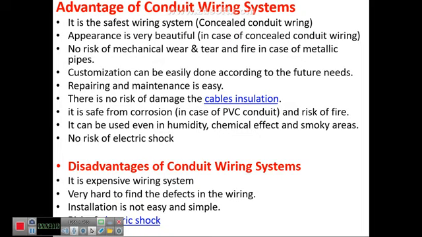And coming to the disadvantages of this one, it is expensive and very hard to find the defects in case of concealed. An inbuilt type of wiring means it is very difficult. And also the installation is not easy and simple. This deals with the concealed wiring.